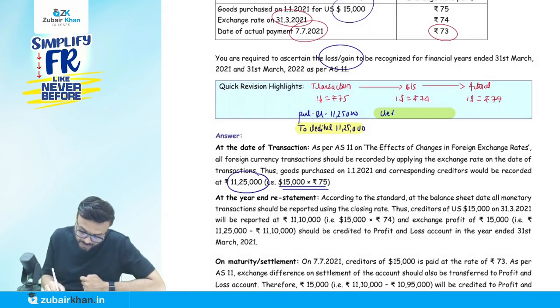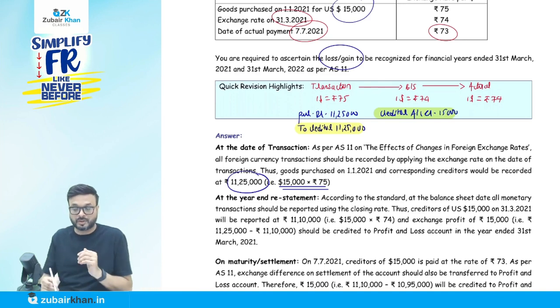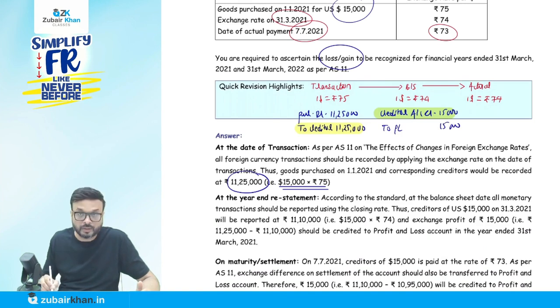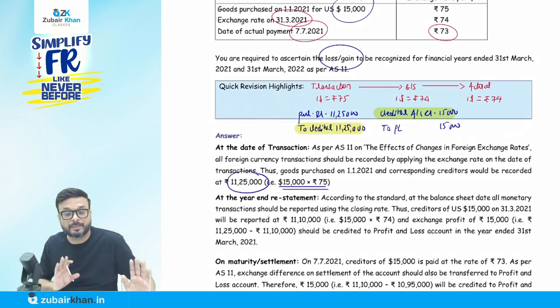So I will debit the creditor account. That is 15,000, because instead of 75, I'm going to pay 74. So 15,000 multiplied by 1, a difference of 1 only. And this gain or loss will go to P&L account, foreign exchange gain. This is the balance sheet date position.